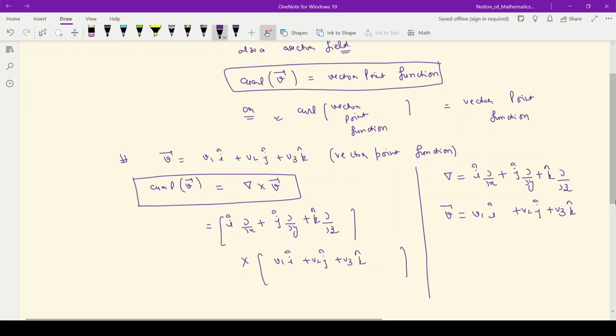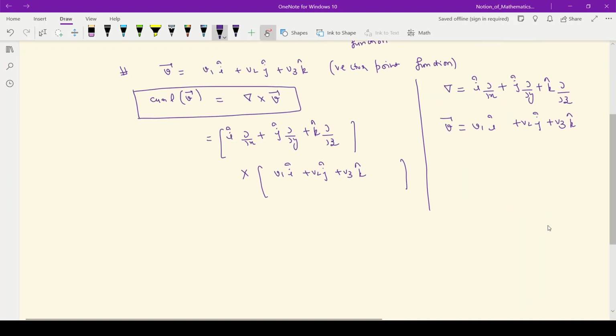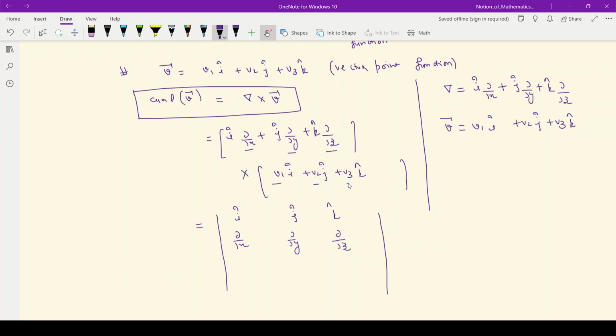Now what is the next step of this definition? The next step is that it is formed as a determinant. In the first row i cap, j cap, k cap will be provided. In the second row these coefficients will be provided: partial by partial x, partial by partial y, partial by partial z. And in the third row v1, v2, v3, and it is equated to curl of v vector.